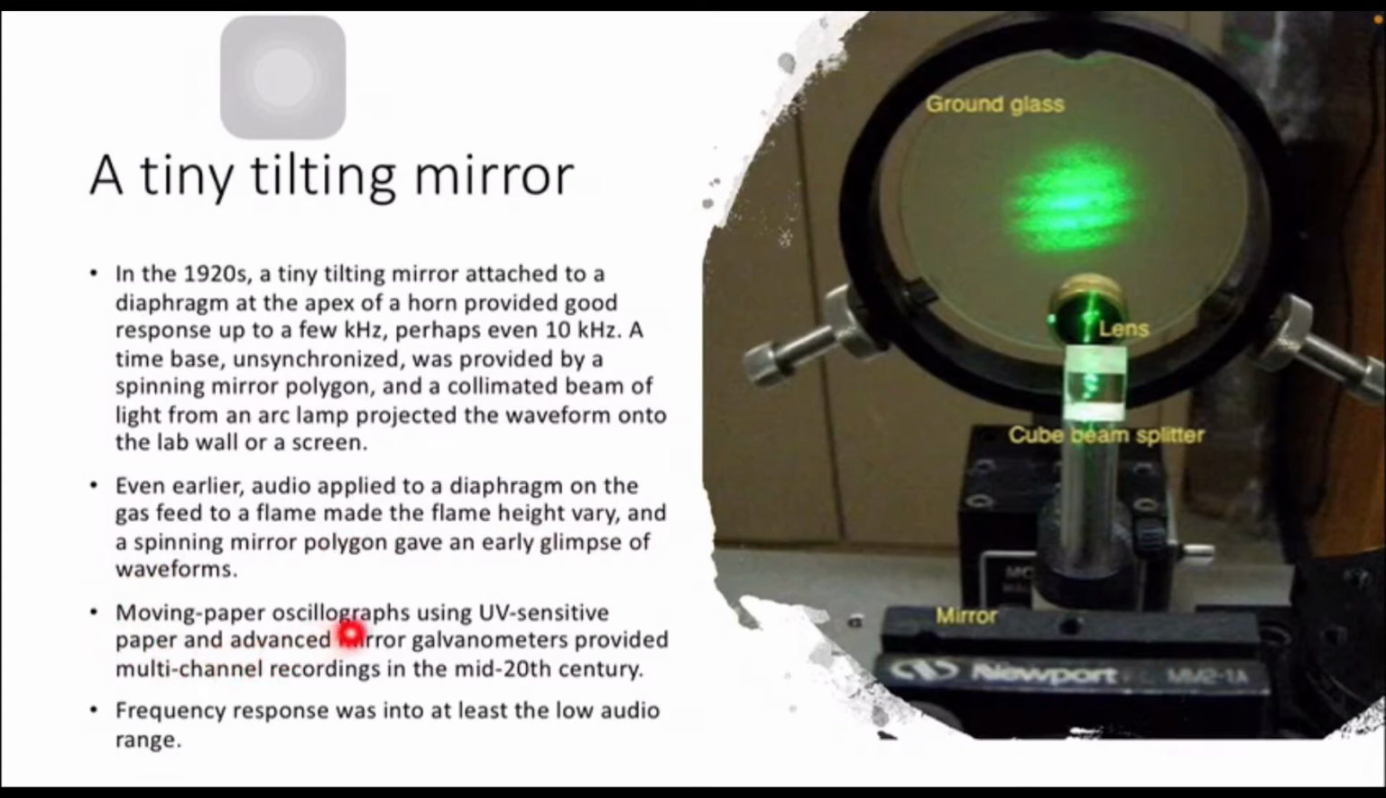Moving paper oscillographs using UV-sensitive paper and advanced mirror galvanometers provided multi-channel recording in the mid-20th century. Frequency response was into at least the low audio range.